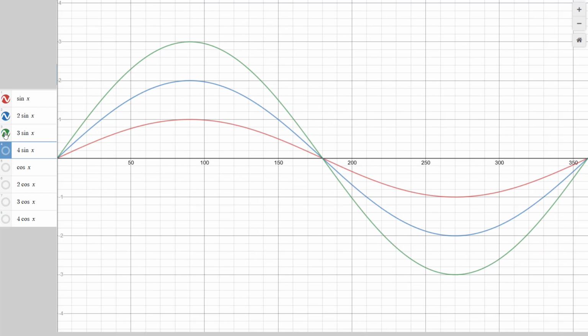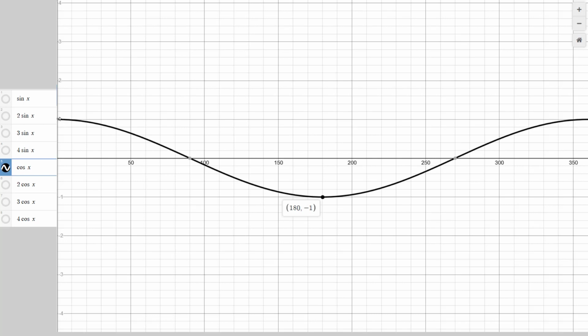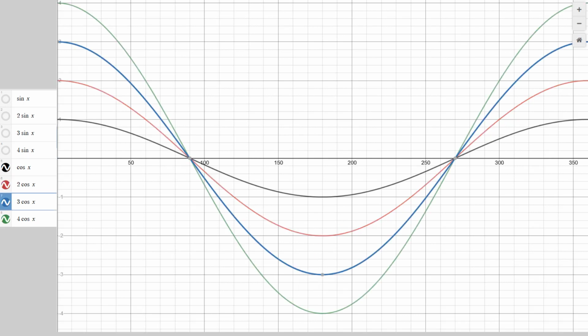Now if we do the same thing with cos, you will see cos looks like this from 0 to 360 degrees, and the maximum value is 1 and the minimum value is minus 1. If I multiply this with 2, the maximum value becomes 2 and the minimum value becomes minus 2. If I multiply with 3, the maximum becomes 3 and the minimum becomes minus 3. If I multiply this with 4, the maximum becomes 4 and the minimum becomes minus 4. That means basically r and minus r.